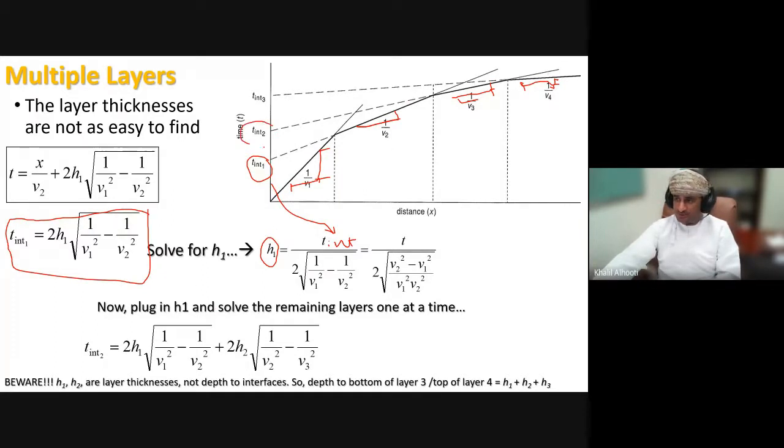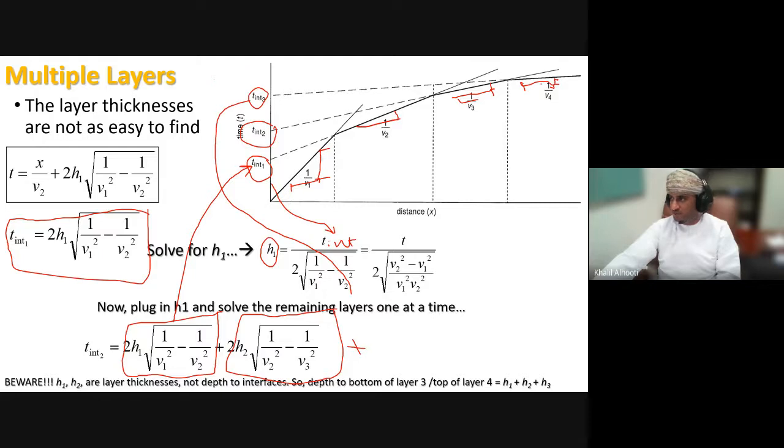If you want to calculate this one, it becomes a bit complex. So I need 2 terms, first term and also another term. This term is exactly from intercept 1. Plus, that's one. This is exactly intercept one. Plus V2 squared, V3 squared. What about this one? For this one, I add another term. If I want the thickness of the second layer, thickness of the first layer, thickness of the second layer, thickness of the third layer. One thickness of the third layer, this is 2H3, 1 over V3 squared minus 1 over V4 squared.